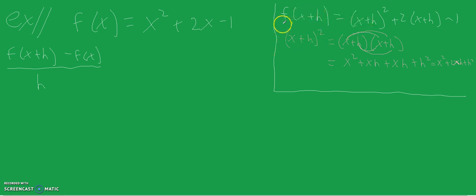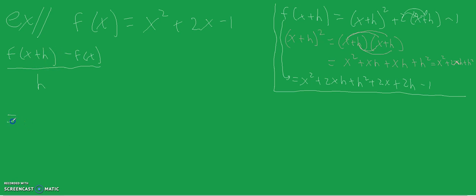So now I'm going to continue this down here. So this is equal to (x plus h) squared, so this right here. It's equal to x squared plus 2xh plus h squared. That's the first piece. Now I need to distribute this 2 inside of here. So I'm going to get plus 2x plus 2h minus 1. So this is f of x plus h right here. Now I'm going to go to my difference quotient, plug everything in, and solve.